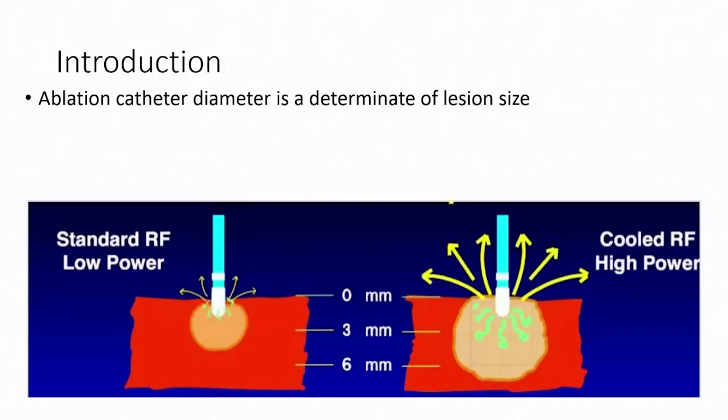The ablation catheter diameter is also a determinant of lesion size. Catheter diameter depends on the lesion size. You see the standard RF low power catheter, the lesion size, and the cooled RF high power catheter, you can see the lesion size. So, it depends on the catheter diameter.